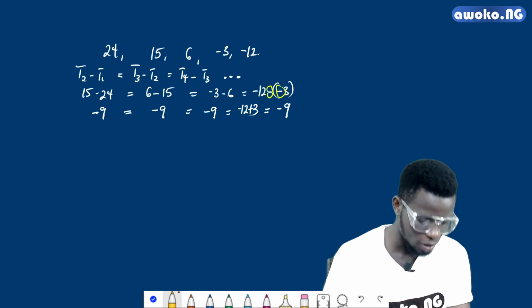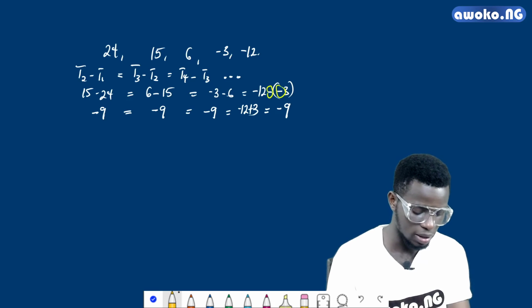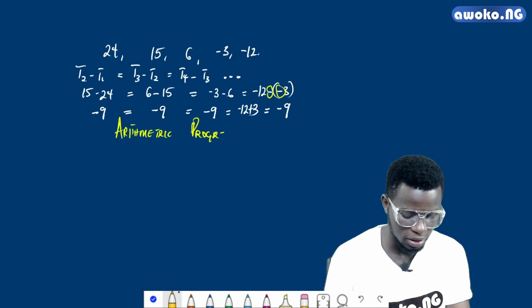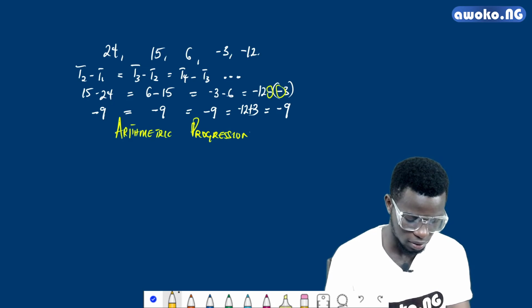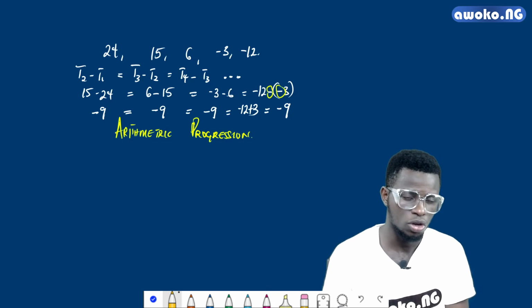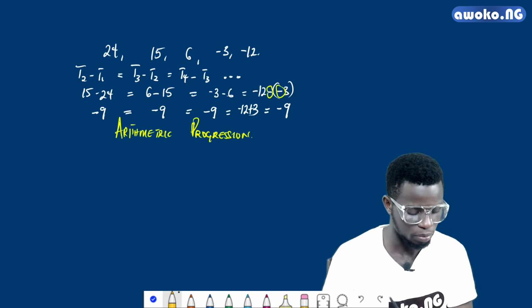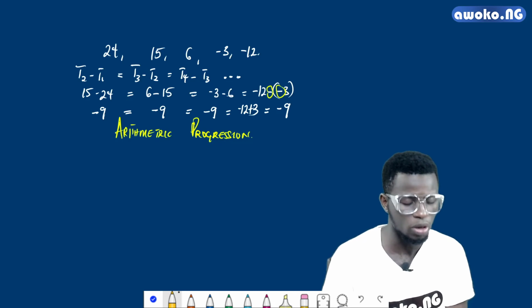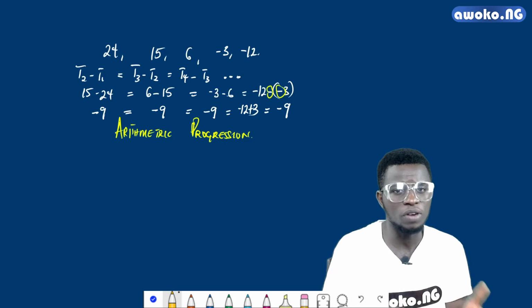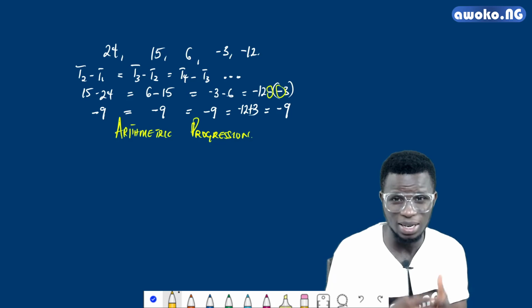Therefore, we can conclude that this sequence is an arithmetic progression, otherwise known as the linear sequence. This is just the introduction to the arithmetic progression. Of course, the common difference can either be positive or negative. It can be a fraction, a whole number, or a decimal.